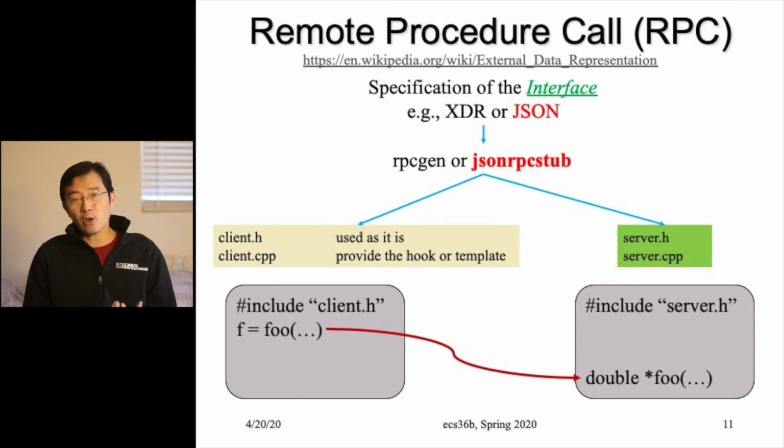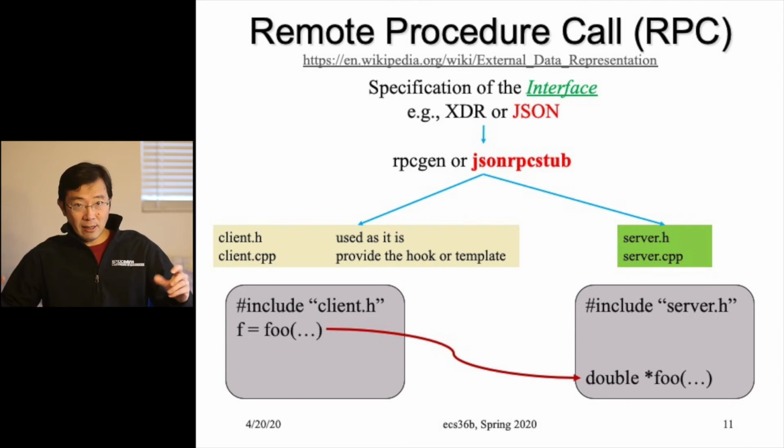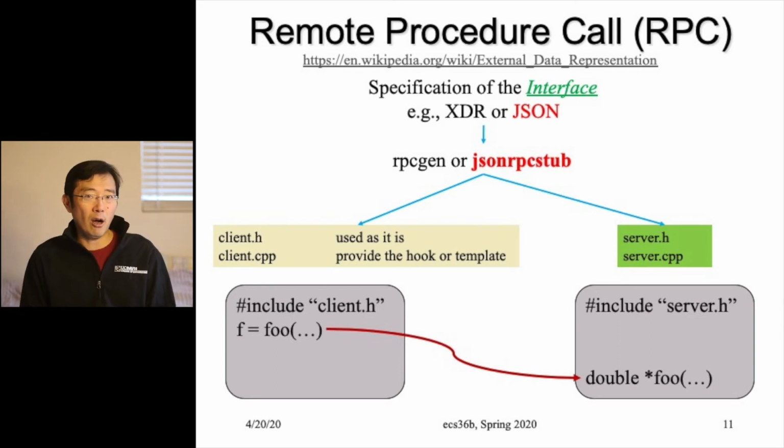So for remote procedure call, you have to specify the interface. You use the stub or rpcgen to generate those files. Then you modify the CPP files together with the rest of your system. Then you can actually conduct a remote procedure call. All right.